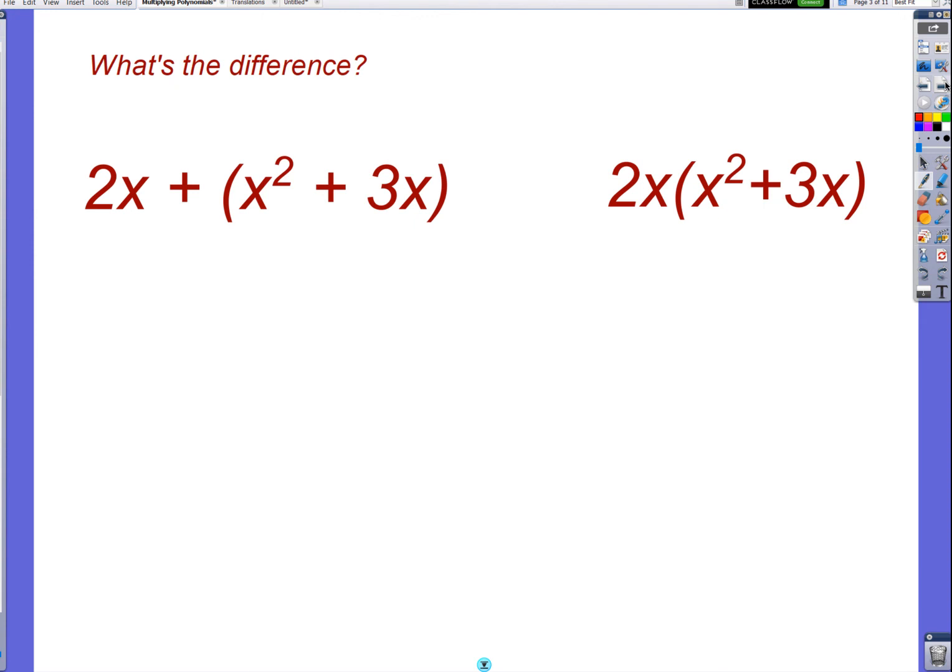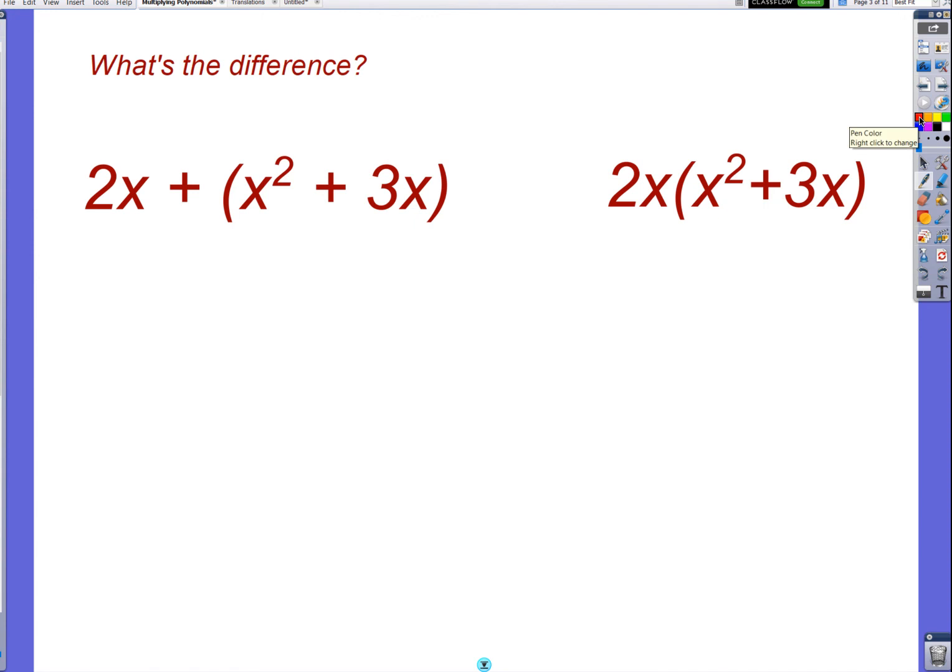Here, how am I going to get rid of this parentheses? I cannot do what's inside. Why can I not do what's inside the first parenthesis on the left? Not the same variable. They're not alike. They're not like. That's exactly right. They are not like terms. So I cannot add. So I'm going to have to distribute.